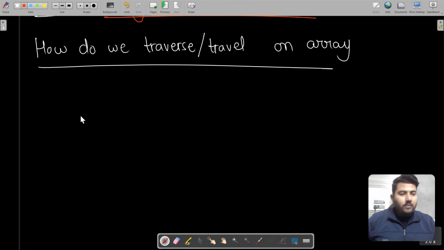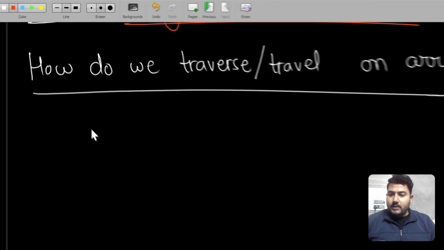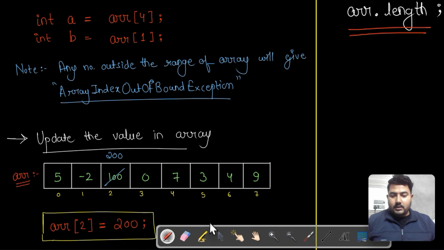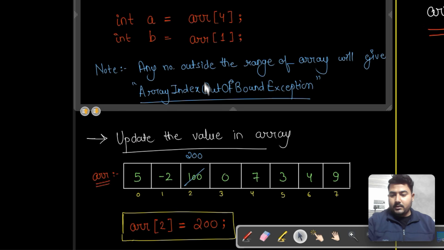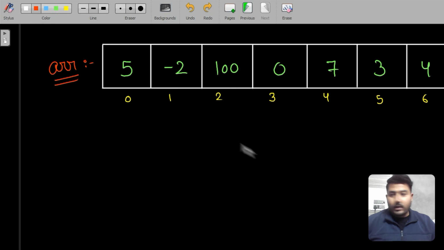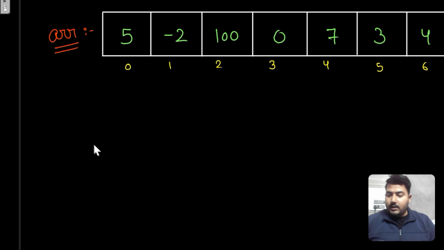For traversing on anything, we obviously need a loop. So right now we are going to use a for loop as an example. Let me bring our array here as well. Let's suppose I want to traverse on this particular array. What I will do is I will simply write down a for loop.